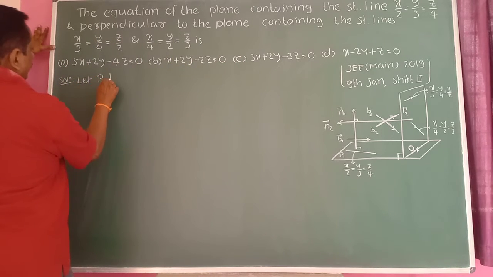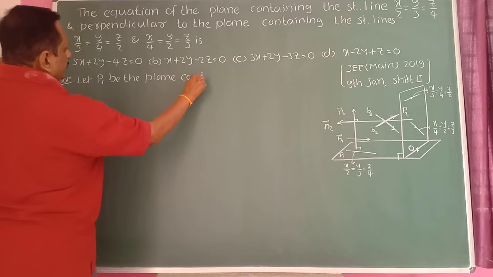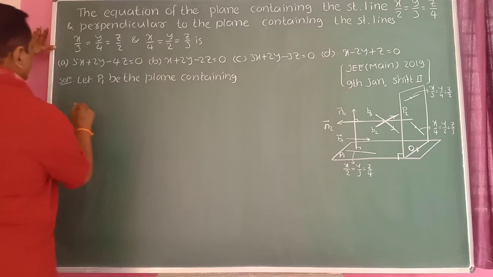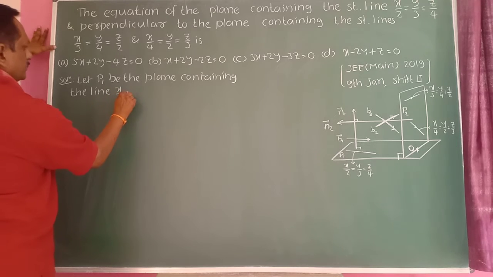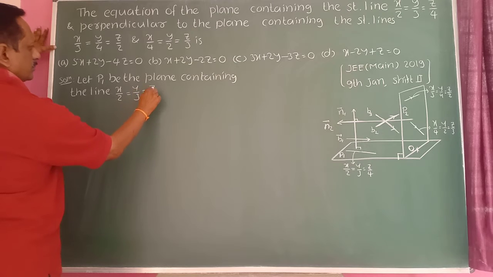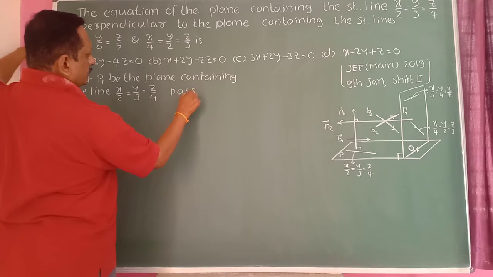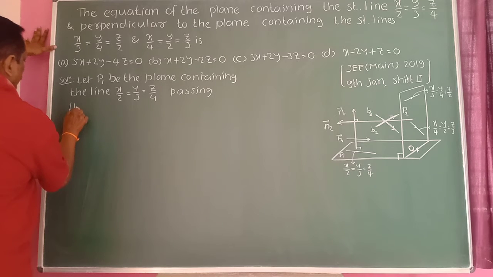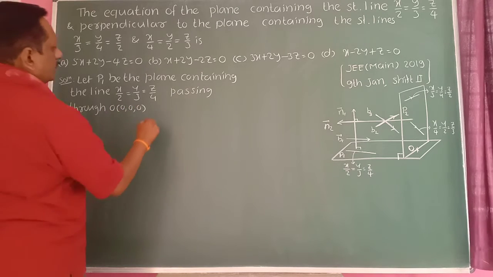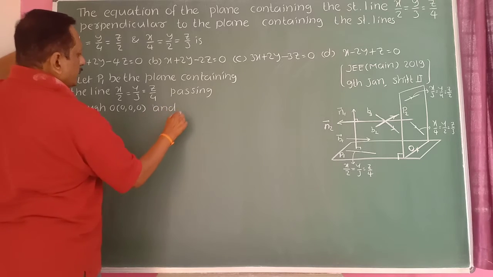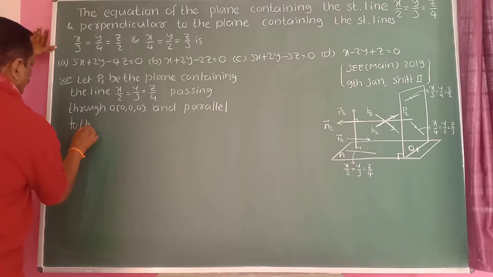Let P1 be the plane containing the line x/2 = y/3 = z/4, passing through the origin (0, 0, 0) and parallel to the vector.